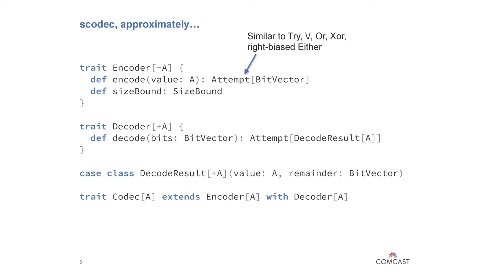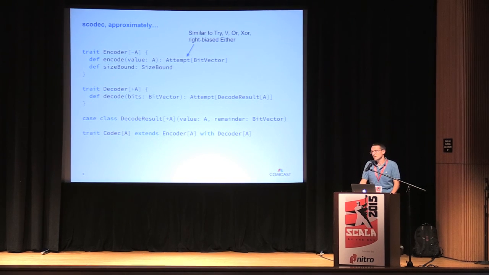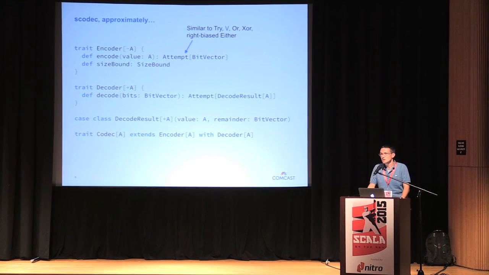S Codec core can basically be approximated by this single slide. We have two primary data types. The first is this encoder abstraction. An encoder is a trait that's parameterized by a single type parameter A, and what it does is encode a value of type A to a bit vector. A bit vector is a persistent data structure, an immutable sequence of bits. It's designed to be really, really fast for the types of access patterns that are common when working with binary data.